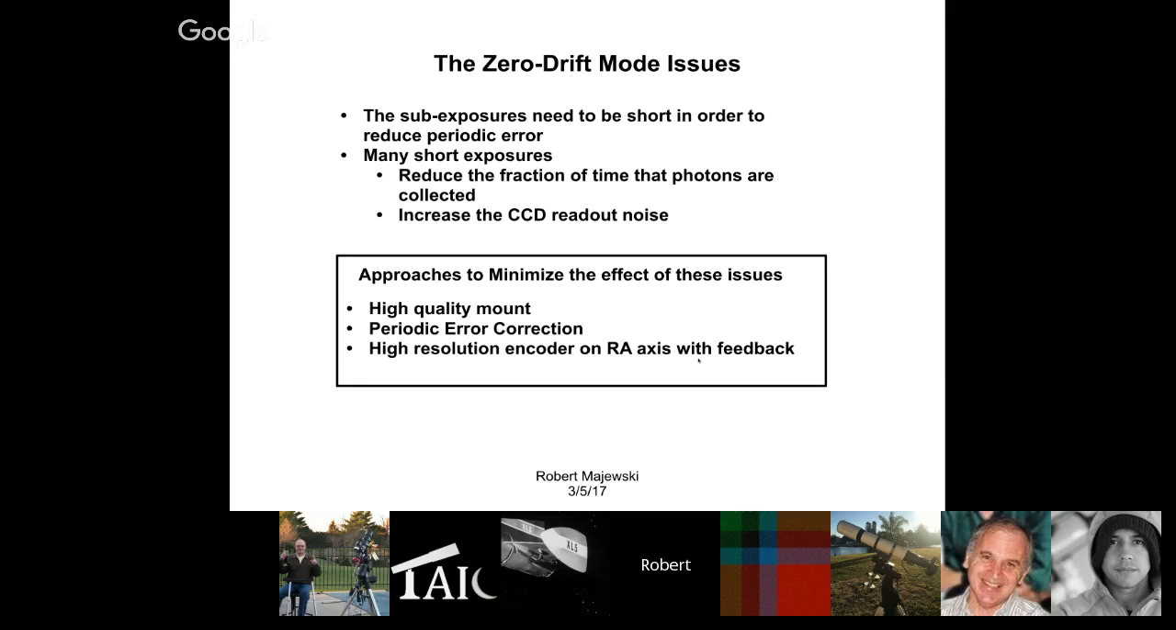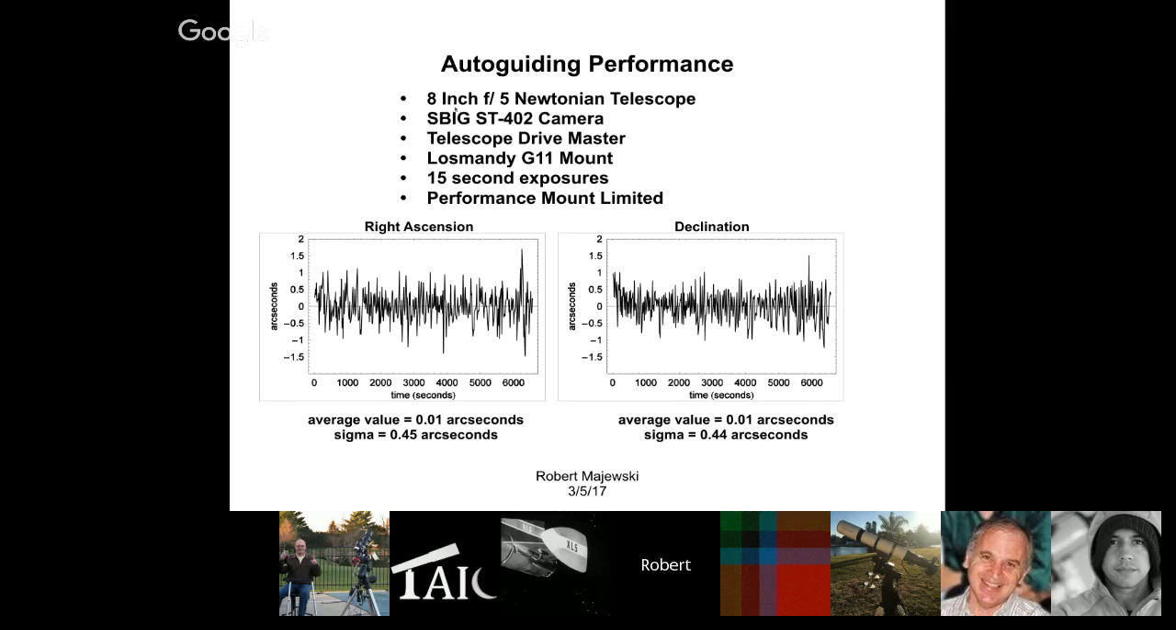So here's an autoguiding example. I'm using this 8-inch f5 Newtonian, an SD402 camera, and the Drive Master to knock down the periodic error. The mount is a Losmandy G11. I'm doing 15-second exposures. Like I said, I take maybe 4 of them for a minute's worth and save that as a FITS file. So here's the performance I'm getting in right ascension and declination.